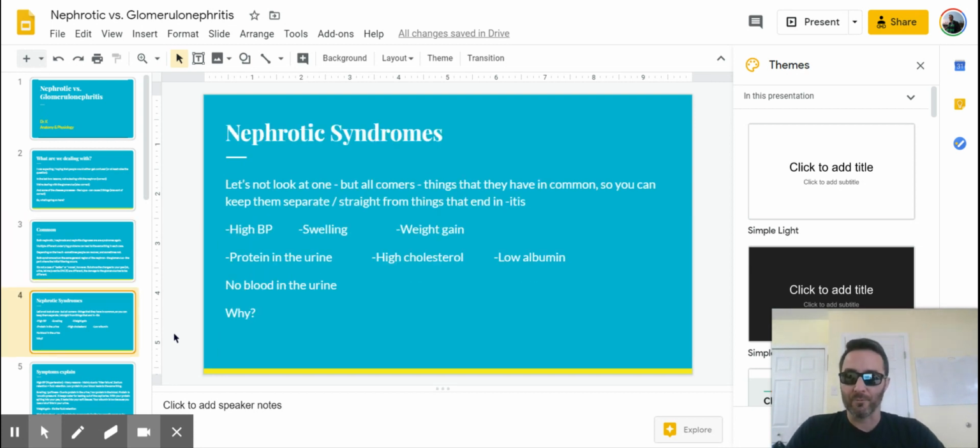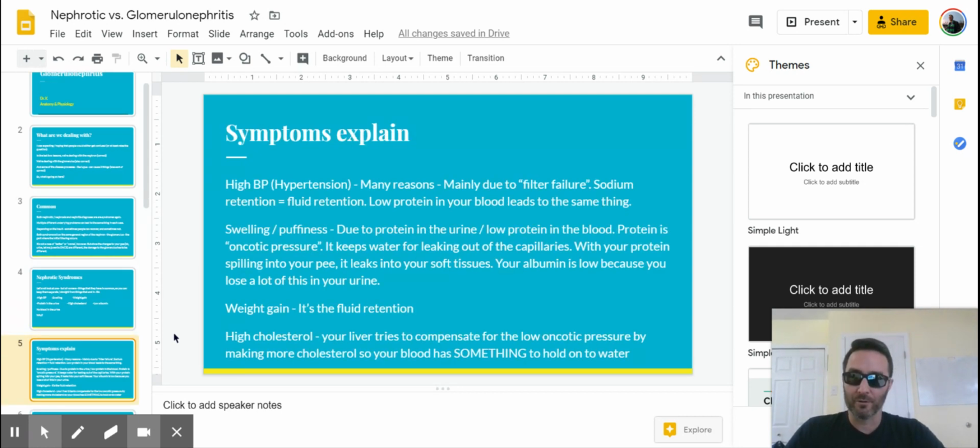So nephrotic syndrome. Again, I'm not looking at one cause of nephrotic syndrome. I'm just taking a look at all comers together. Here's what you have. You see patients having high blood pressure. You get swelling. People look really puffy. Weight gain. They have protein in their urine. They have high cholesterol and low albumin in their blood. So this is protein in the urine, and high cholesterol and low albumin in the blood. But there's no blood in the urine. So why?